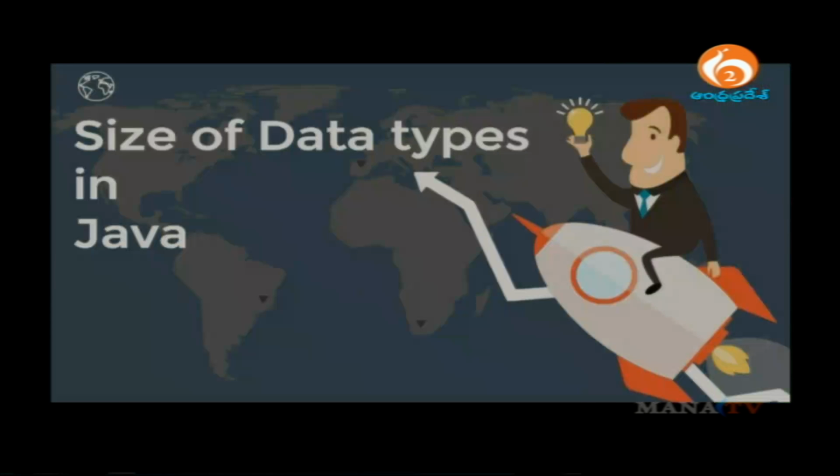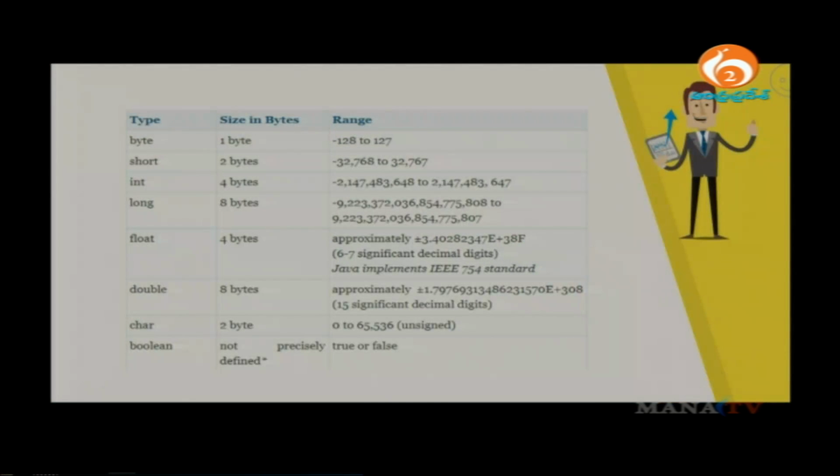Now please note down the sizes of the data types. We have a data type called byte, which takes 1 byte of memory, and its range is minus 128 to 127. The second one is short, which takes 2 bytes. Please note down this slide.